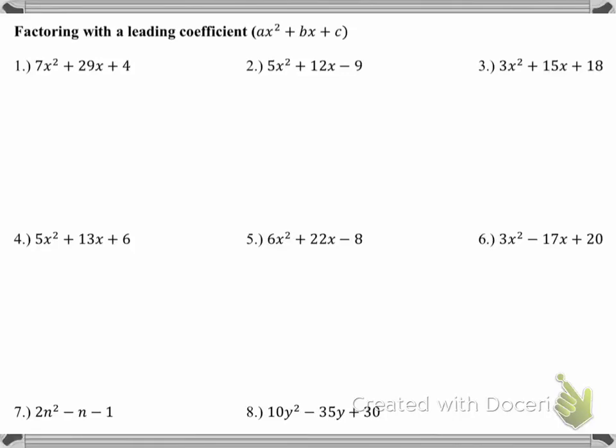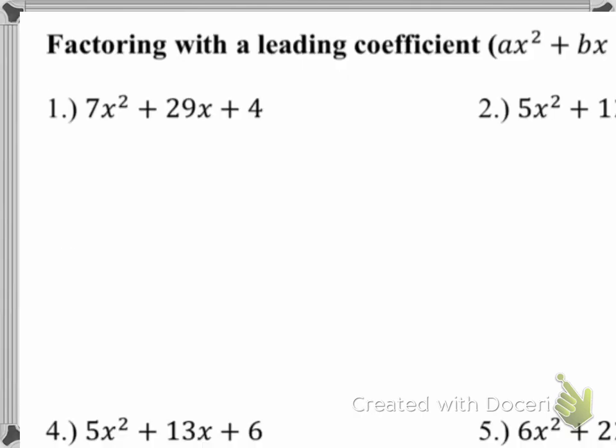So now in this video, we're going to look at how we factor when we have an a value. An a value is when we have a coefficient in front of the x squared, our leading coefficient. So zooming up on number 1, really this is the same as the one we did in the last video, and still with grouping and factoring.